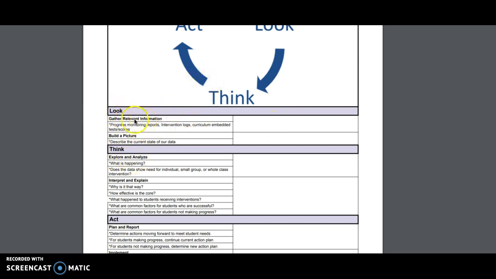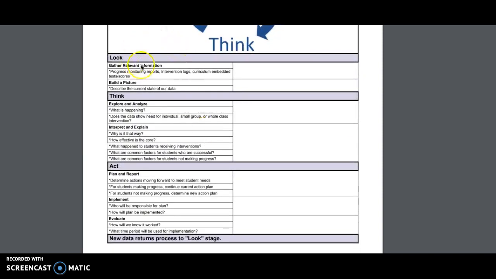And then look, we want to gather all of our relevant information, and there's just a list there of some possible information you'd get. We're going to build a picture of what our data is, which is just taking the time to describe what is our current state of data. This is really factual, objective-based things. Where are we now, and where are we trying to go?